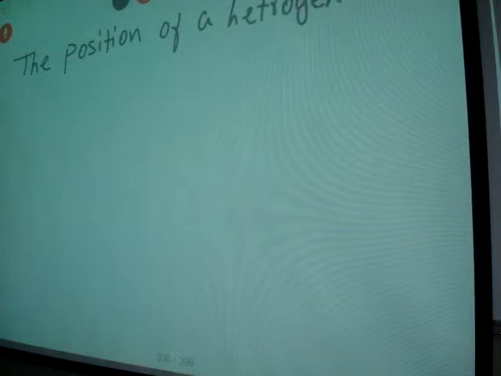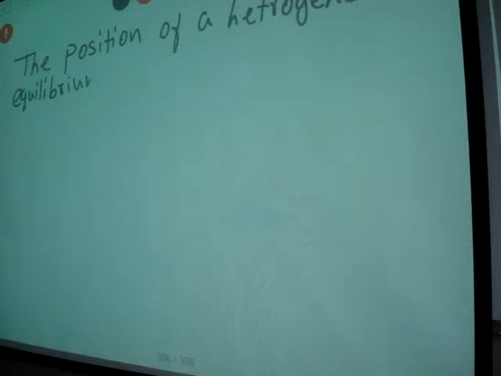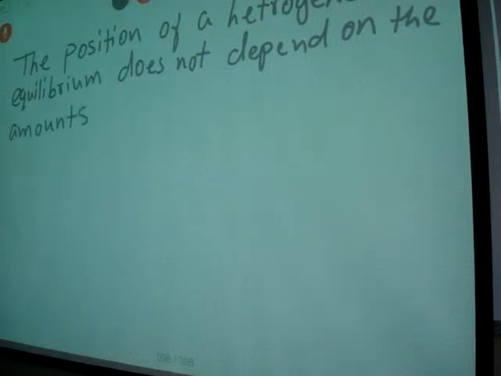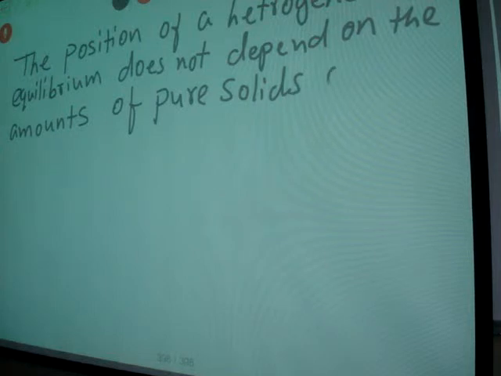Alright? So now let's talk about the position of a heterogeneous equilibrium. The position of a heterogeneous equilibrium does not depend on the amounts of pure solids or liquids present.